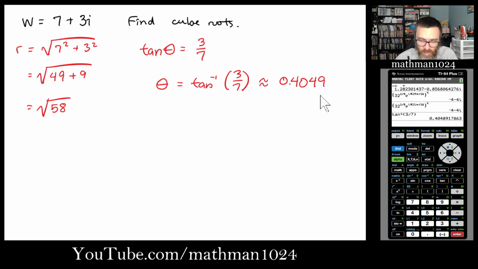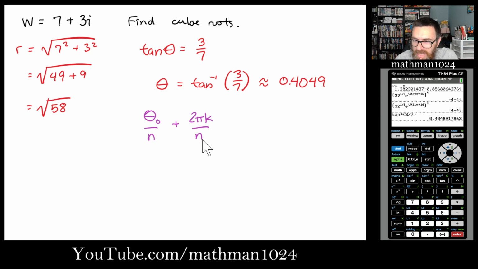0.4049. Okay. Now we're doing cube roots. So the form that this is going to take is we're going to have to divide this guy by 3. Then we're going to have to add certain amounts to it each time, right? Because the format that we've seen is that you would take your initial theta over your n value, and you would add 2 pi k over n.